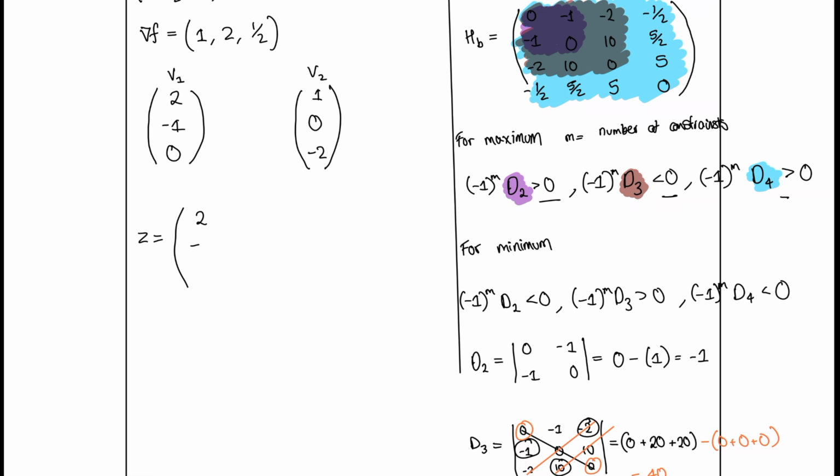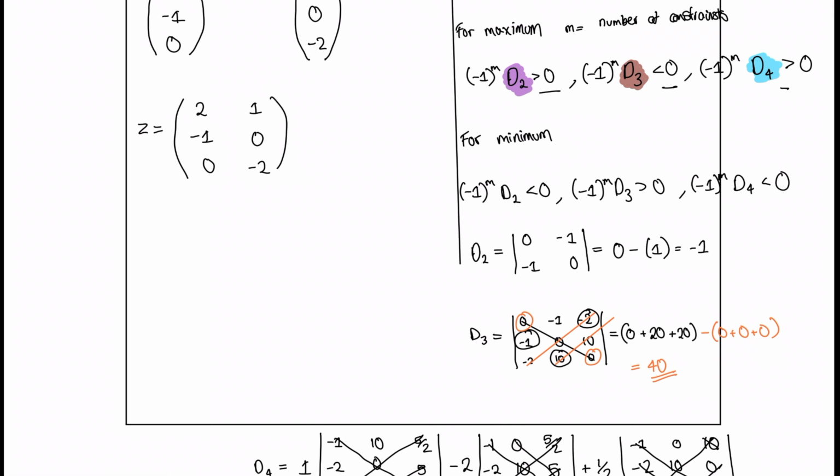So we get 2, minus 1, 0, and then 1, 0, minus 2. So this is V1 and this is V2. Now I'm going to sandwich this matrix between the Hessian. So Z transpose, Hessian, and then Z.